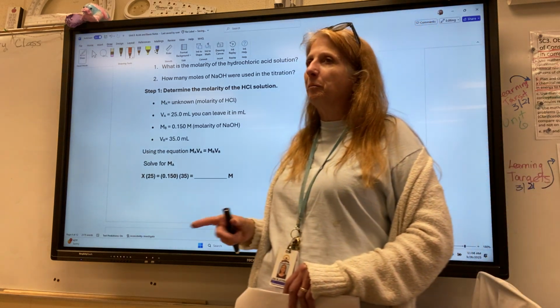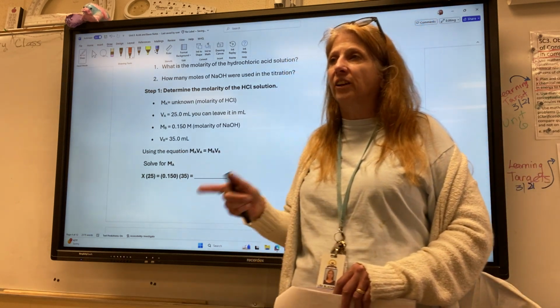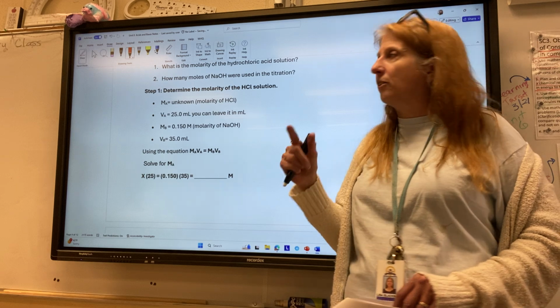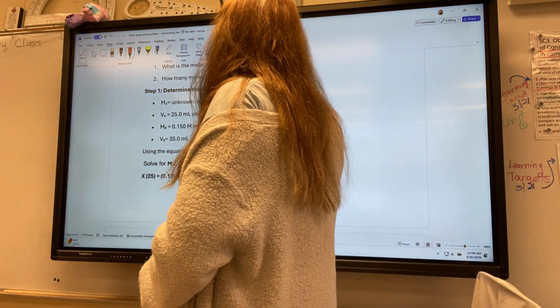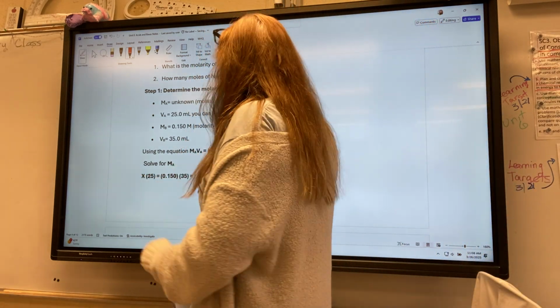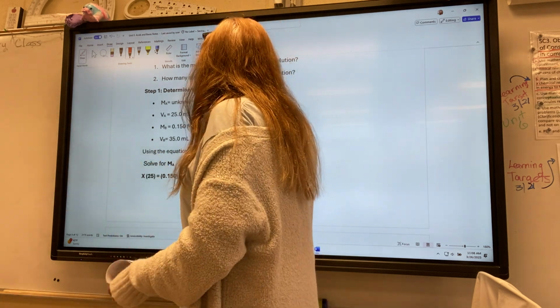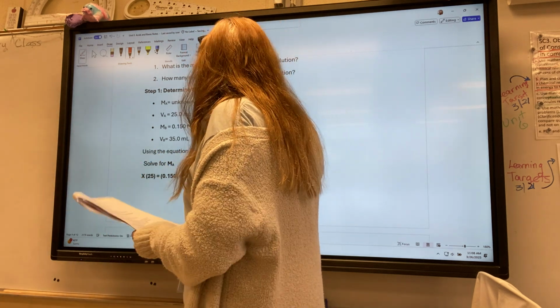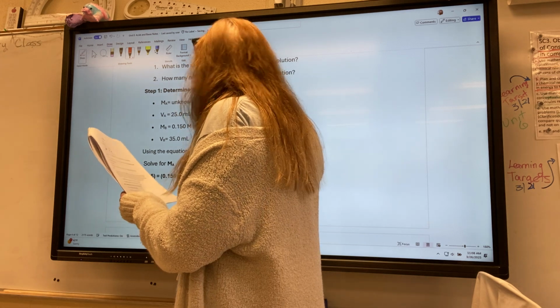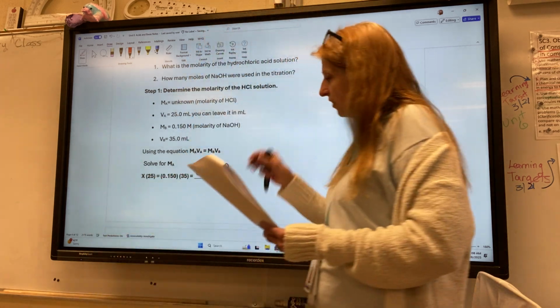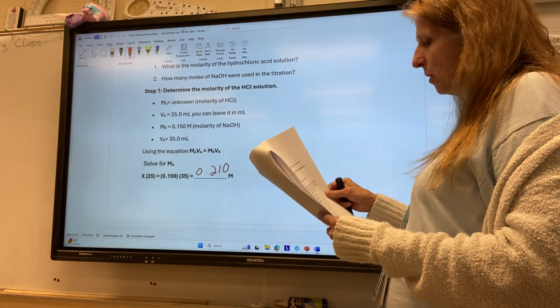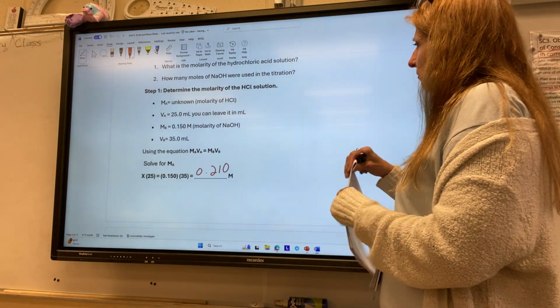You probably remember that from when we did the gas laws in honors. Y'all remember that from gas laws and honors? Okay, so there's our equation. You put in an X, you put in all your knowns and unknowns, and you solve for X, and it's 0.210. Okay, so now we know the molarity of our unknown.